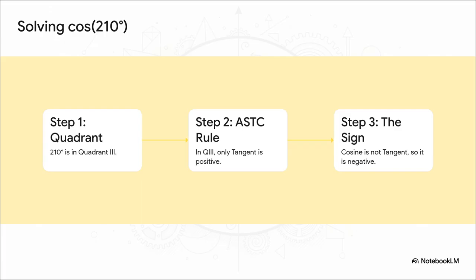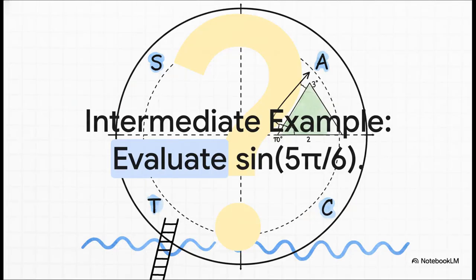So third, we make our conclusion. Since cosine is not tangent, it has to be negative. And that's it. Done. All right, time to level up a little bit. This time, we need the actual value. So what is the sine of 5 pi over 6?